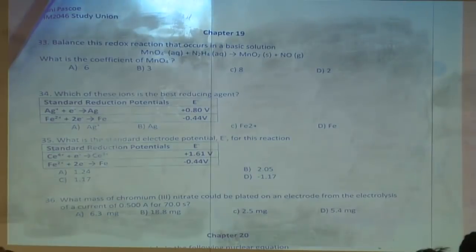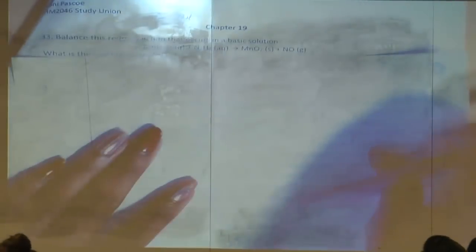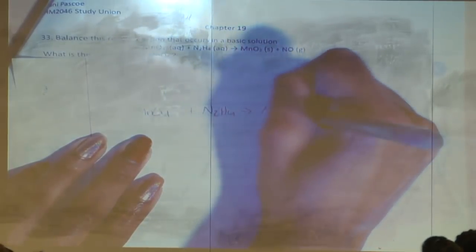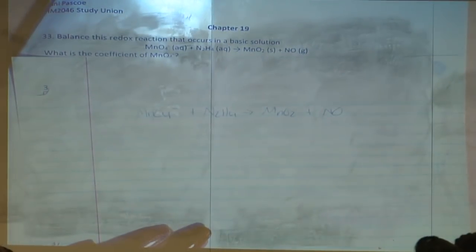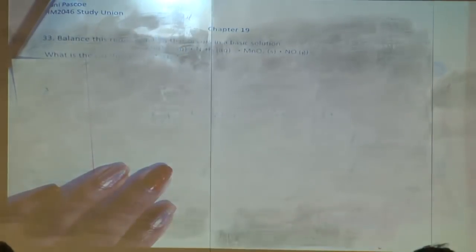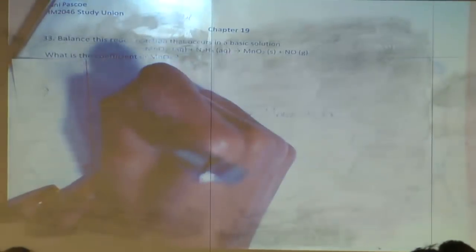Now we're going to go on to chapter 19. All right. So I gave you an equation, and we're going to balance it in a basic solution. So we're going to find the oxidation states for all of these elements. The oxidation state for oxygen is pretty much always -2, and there's 4 of them. So that means there's a charge of -8 here, and there's an overall negative charge of -1. So that means Mn should have a charge of +7.